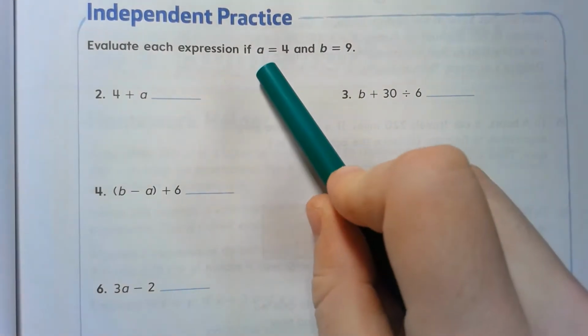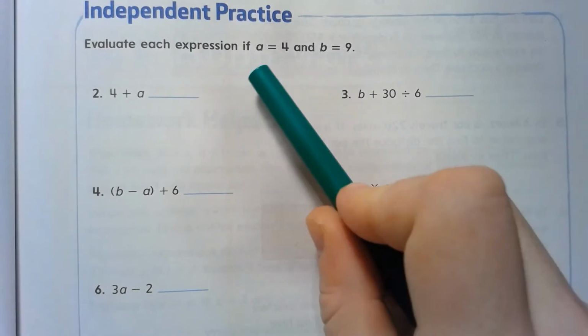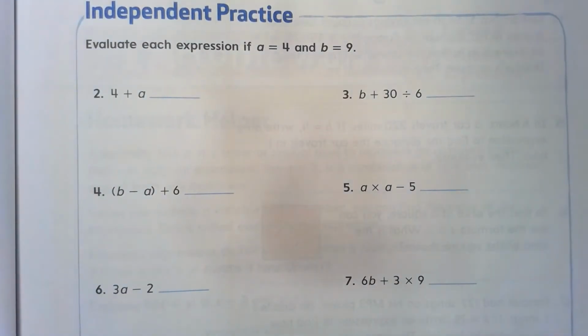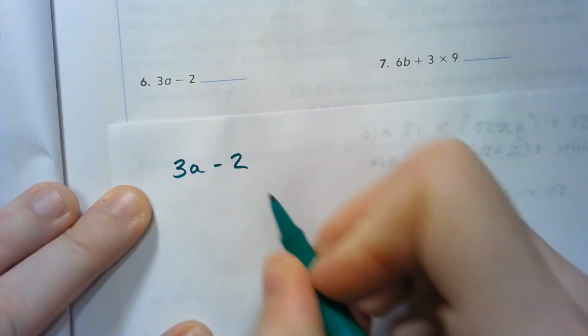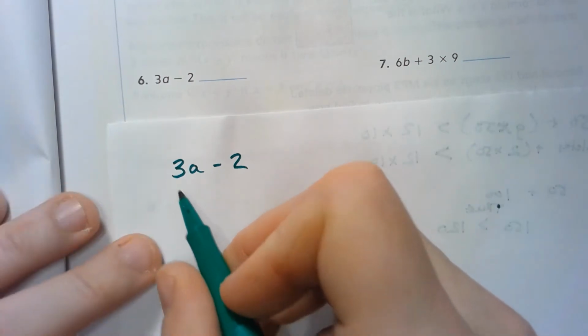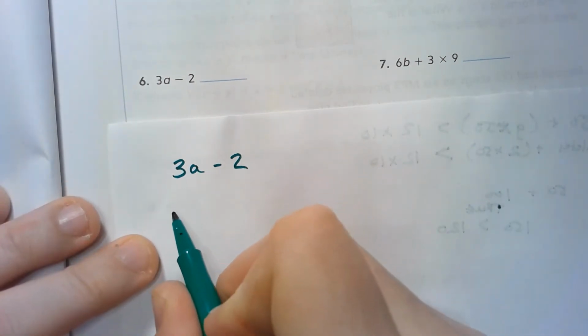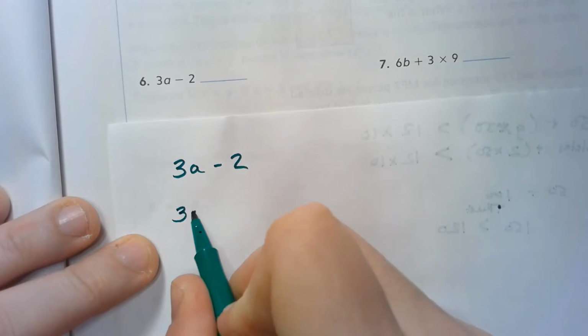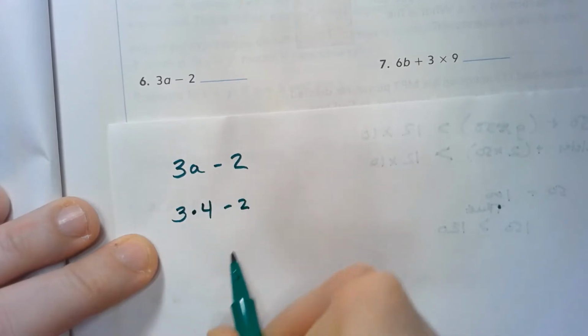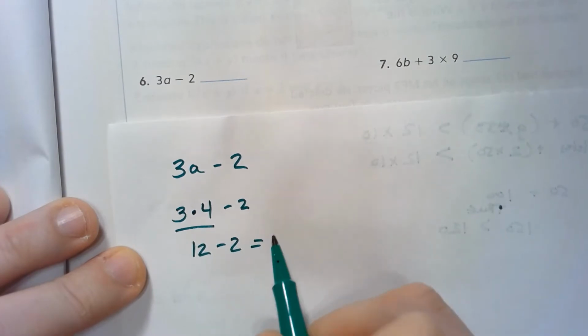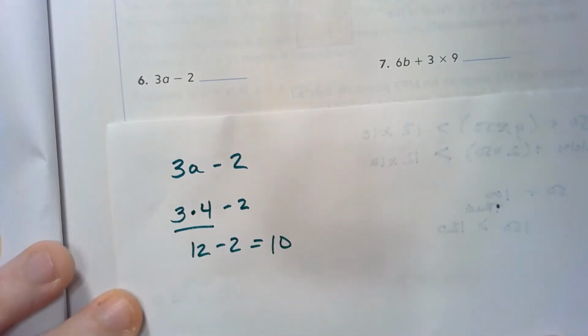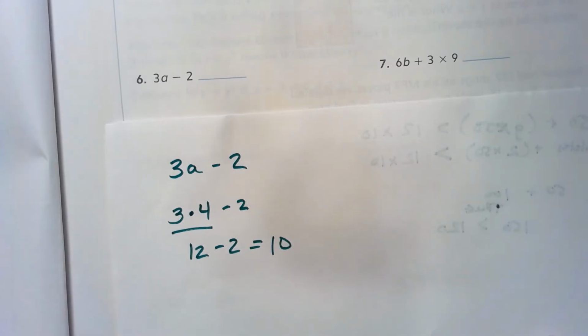So these are our two variables, A and B, and they have values that we're going to plug in or substitute for those variables. So on question 6, the problem is 3A minus 2. A was equal to 4, so this means 3 A's, so that means 3 4's, which is 3 times 4 minus 2. When we're doing this, 3 times 4 is 12. 12 minus 2 then becomes 10. So we have evaluated the expression 3A minus 2 when A is equal to 4, and that gives us a value of 10.